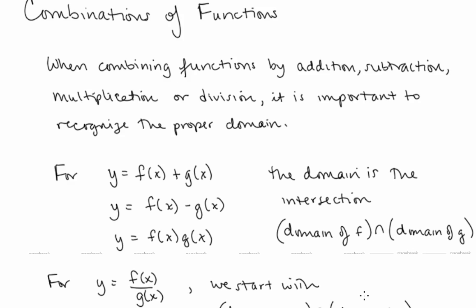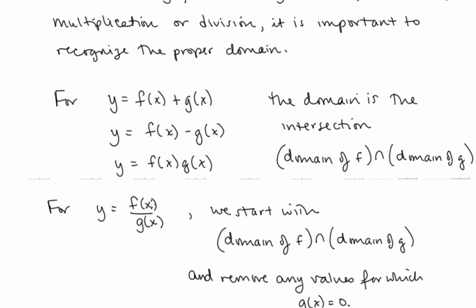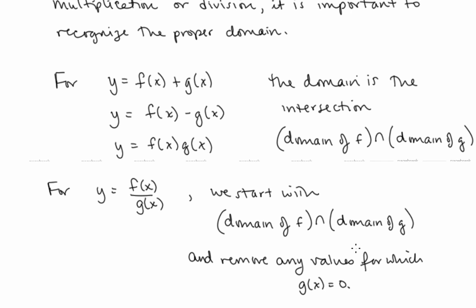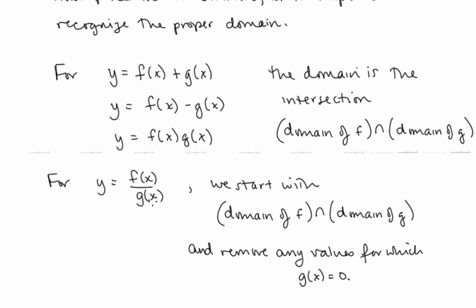And it's very similar for the quotient f of x over g of x. We start with the intersection of those two domains, but we have to make sure here that g of x is not going to be 0. So we need to remove any x values here for which g of x would equal 0.